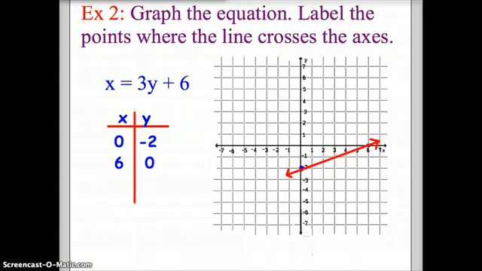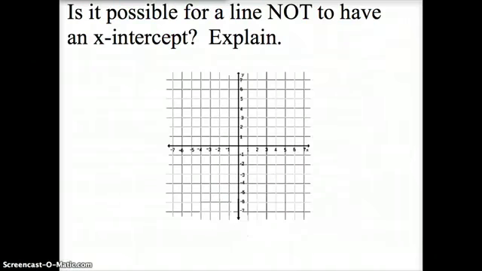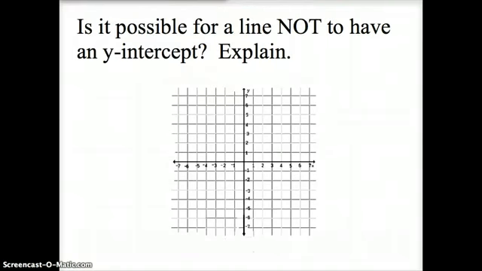For homework, you have 2 problems. First, you need to say, is it possible for a line not to have an x-intercept? And then you need to explain. Your second problem, you need to do the same thing for the y-intercept. Is it possible for a line not to have a y-intercept? Explain. Again, these are lines, so these are linear things. So you're checking to see whether it's possible for a line to not have an x-intercept and for a line not to have a y-intercept.